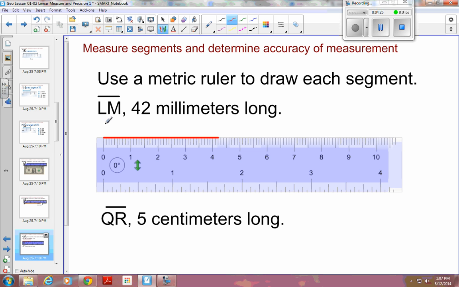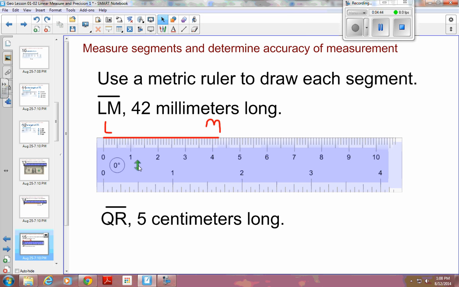So I've got this is L, and this is M. Ew, didn't like that. M. Okay, so there is LM, and it is 42 millimeters long. Then I want to go down here, and I want 5 centimeters.